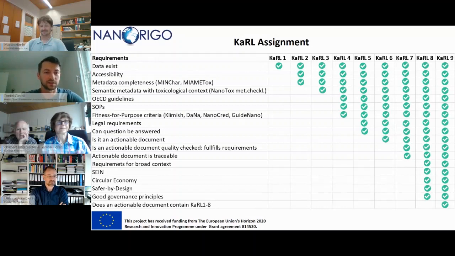This is the level where we are just gathering information to answer the stakeholder's question. KaRL 7 is already a quality checked actionable document, and I didn't even mention that we have already a document. We just gathered the information. So this is the whole process. We've found the requirements to answer the question, and this would be KaRL 5, as you can see in the table.